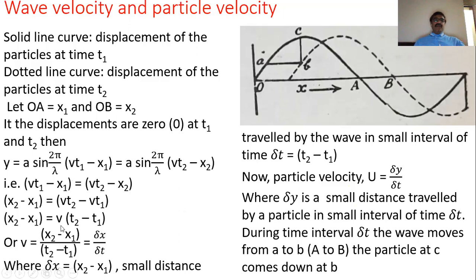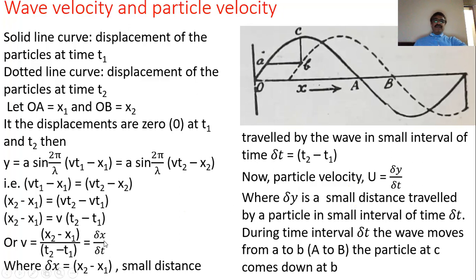And what is V then? V equals (x2 minus x1) upon (t2 minus t1). Here x2 minus x1 is the short interval of distance traveled between the two positions A and B during the progressive motion. And what is t2 minus t1? It is the time required to travel that short distance. So there is a small change in distance and a small change in time, where dx equals x2 minus x1, the small distance traveled by the wave in the small interval of time t2 minus t1.